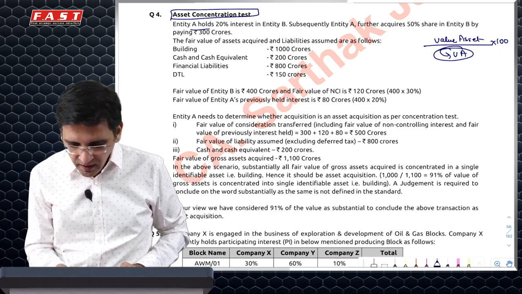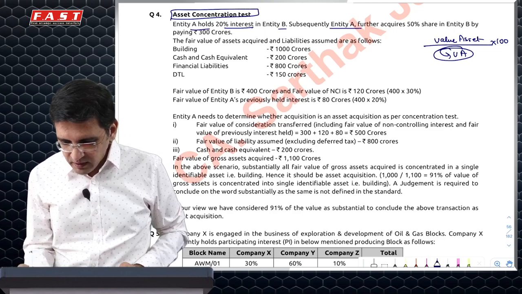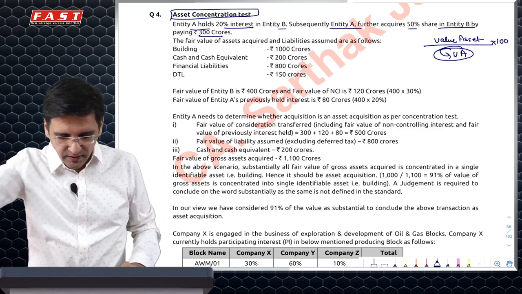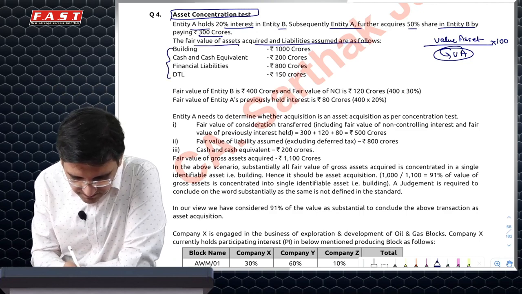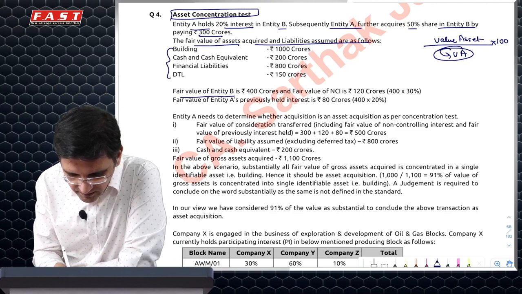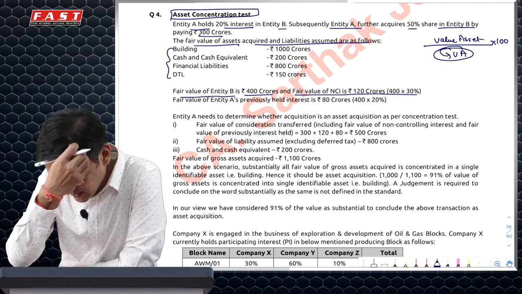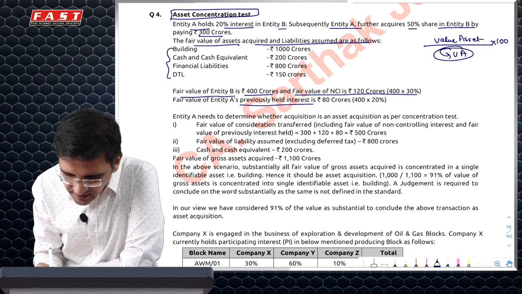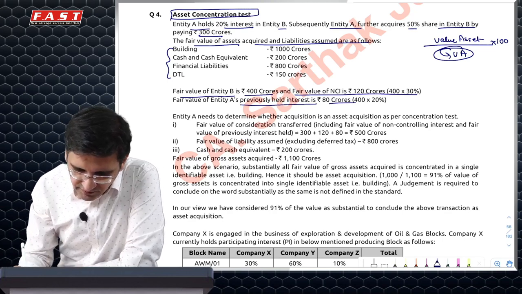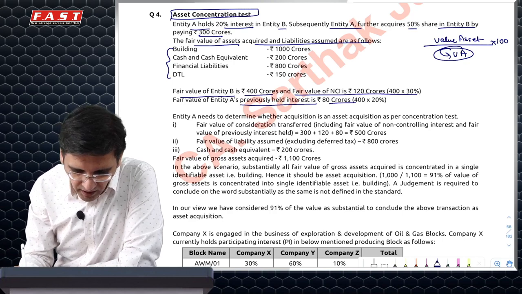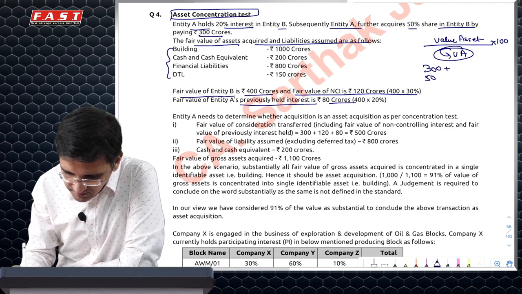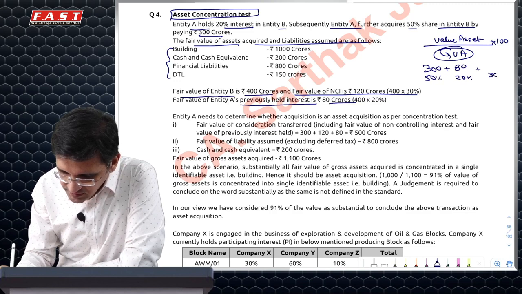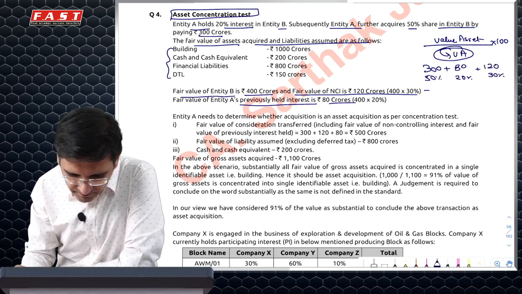So what it says is I have a 20% stake and acquire another 50% stake by paying 300 crores. The fair value of assets acquired and liabilities are given as follows. Fair value of entity B is 400 crores and NCI is 120 crores. Previously held interest is 80 crores. So from the PC side, 300 is the PC which I have paid for 50%. My existing 20% has a value of 80 and NCI of 30% has a value of 120.